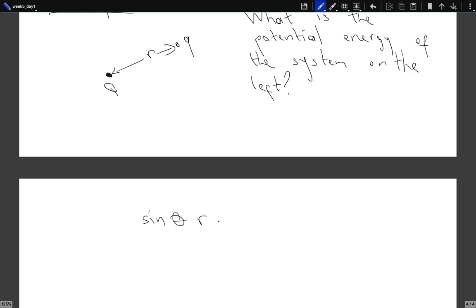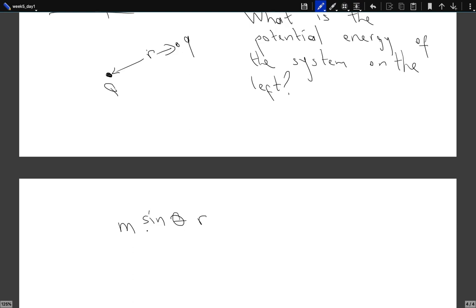M sine theta r. Well, there's no gravity here. What is theta? I draw some horizontal line. Why horizontal? What do you mean by horizontal, by the way? This is an empty space. There is nothing else, just these two charges.